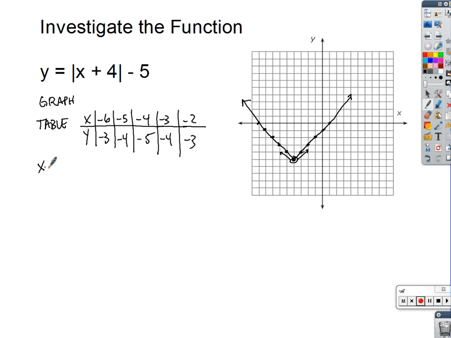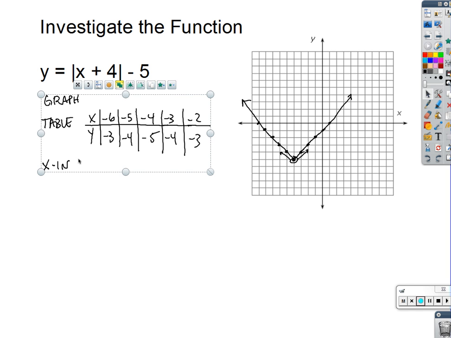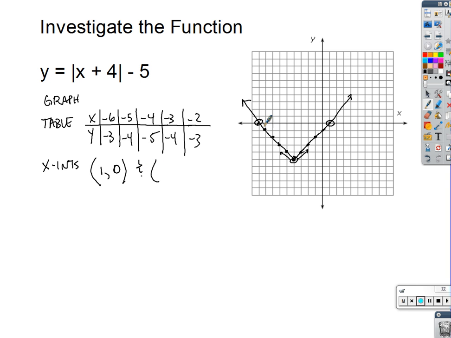Okay, this graph has x-intercepts, and those x-intercepts can be found by using the graph. They end up being whole numbered values. So we have 1, 0, and let's see here. Is that -9, 0? Okay. Y-intercept, again, can be observed from the graph right here. 0, -1. Vertex will be the lowest or highest point on the graph. -4, -5.